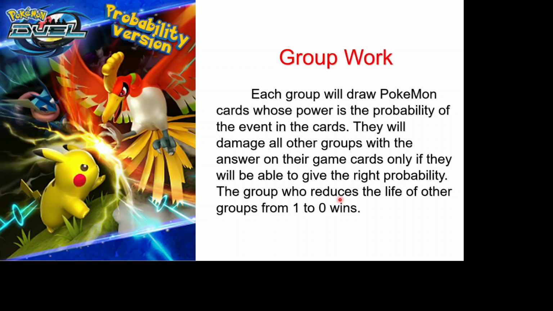So we did not use the power of the Pokemon in the card, but we used the answer to the probability questions themselves. They will damage all other groups with the answer on their game cards only if they will be able to give the right probability. Meaning, it's not just because you got someone whose probability is very high, then you will win. You have to answer or give the right probability first before you can use those points. So that's how we did it. And the group who reduces the life of other groups from 1 to 0 wins.